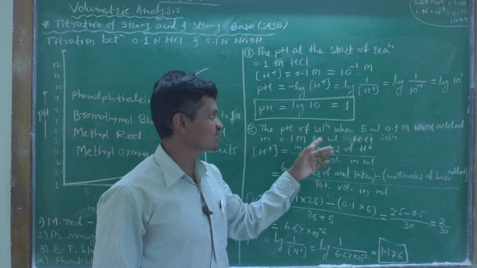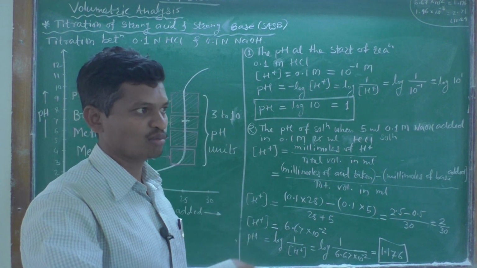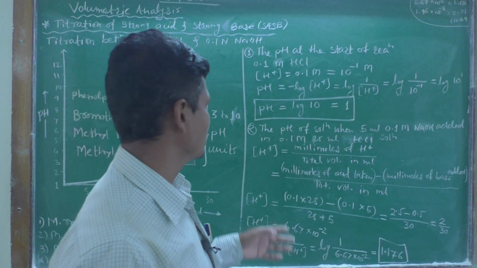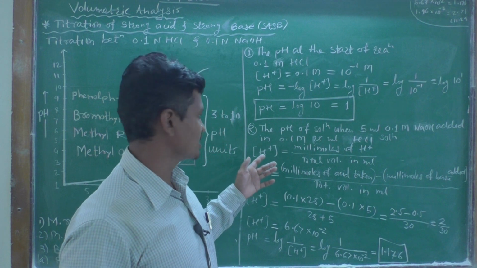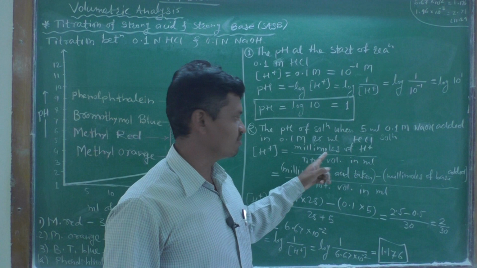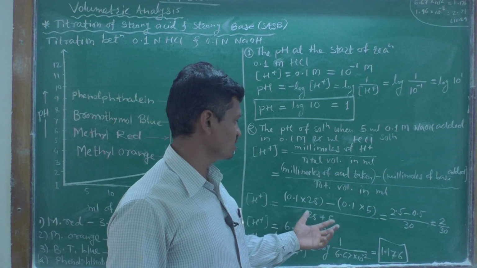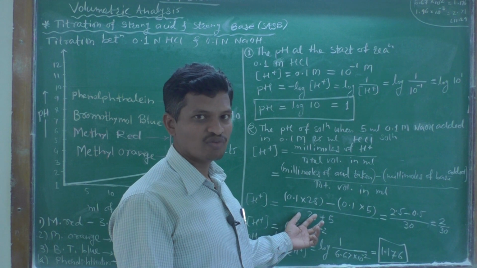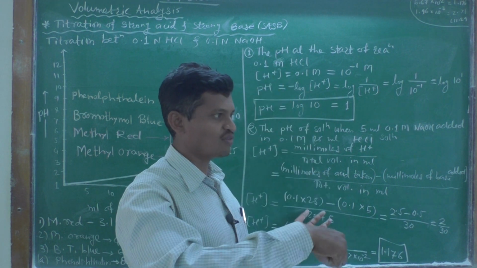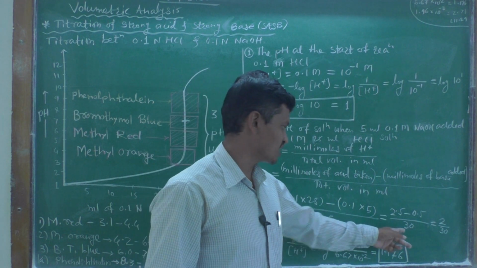Then the pH when we have added 5 ml of sodium hydroxide, that is base, from the burette to this acid solution. What will be the H plus ion concentration? H plus ion concentration is equal to millimoles of H plus ion divided by total volume in ml. Total volume is previously 25 ml HCl plus 5 ml NaOH from the burette, so 25 plus 5, it becomes 30.